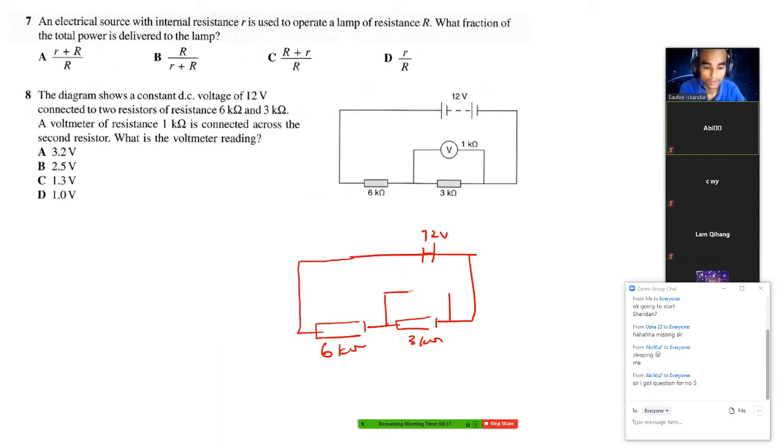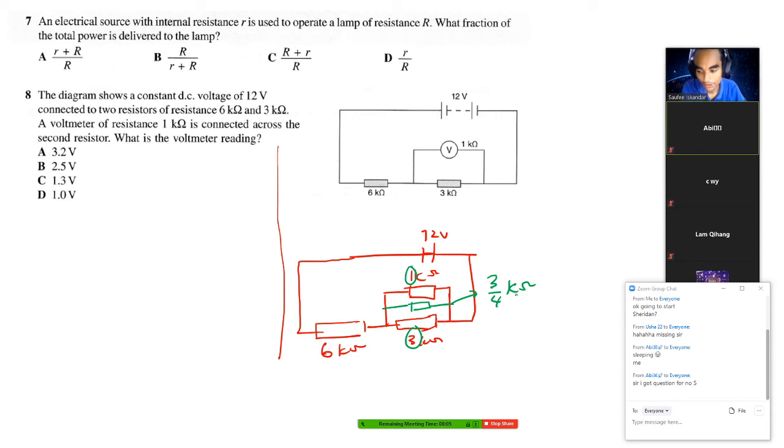And again, in the same way, we have a 1 kilo ohm resistor. Of course, we have done this one before. We have to rearrange the resistors into an equivalent resistor. So we have 1 kilo ohm and 3 kilo ohm in parallel, which is equivalent to 3 over 4 kilo ohm.